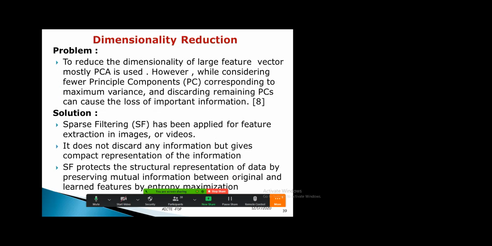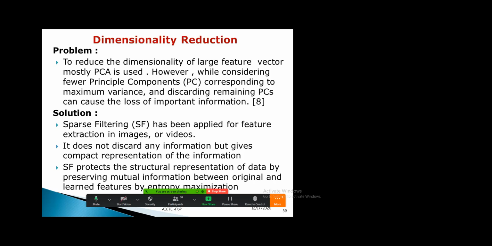It has been applied for feature extraction in images and videos. Existing techniques that all of us would know, many of us here in the audience must have used, are PCA and ICA. But we thought, why not apply sparse filtering? And this is where our work began in greater depth and also gave us the SCI publication.